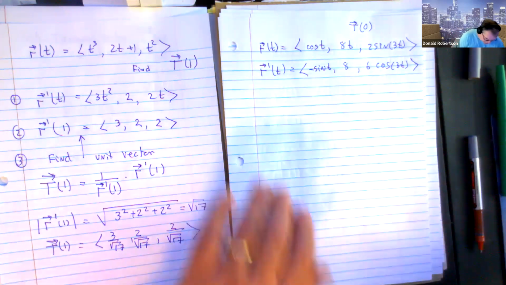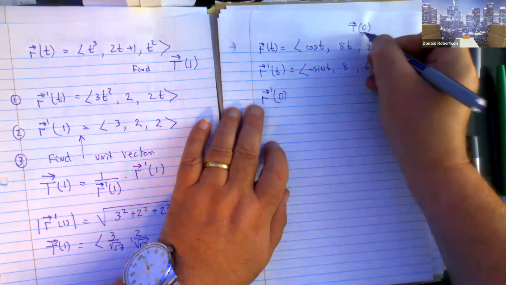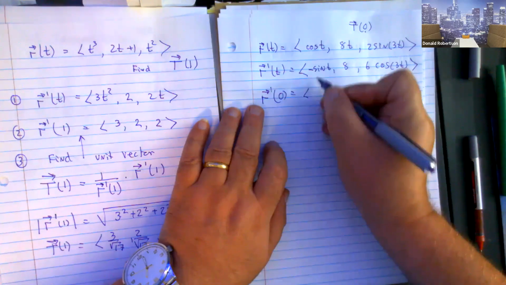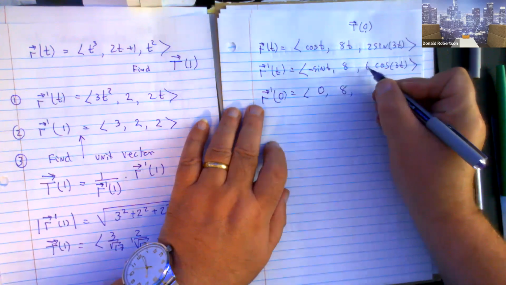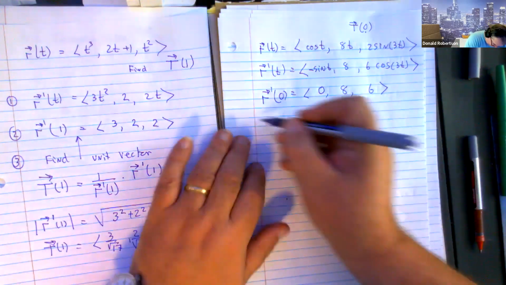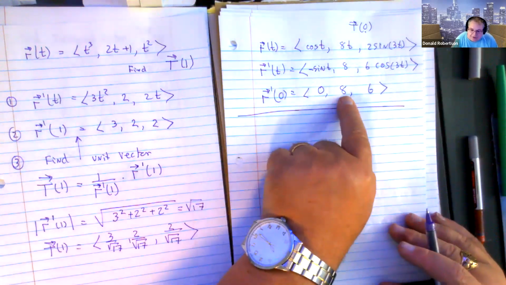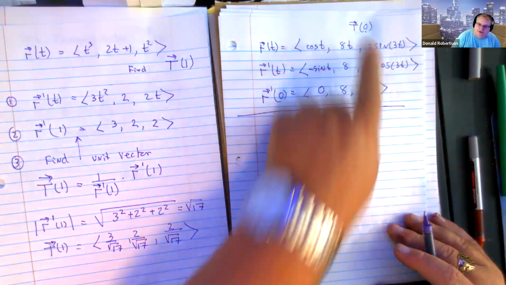Right? You then find your derivative at whatever that number is, 0. Negative sine of 0 gets you 0. 8 just gets you 8. And 6 cosine of 0s get you 6. We're going to find the magnitude of that guy, divide this vector by the magnitude, and that's the unit tangent.